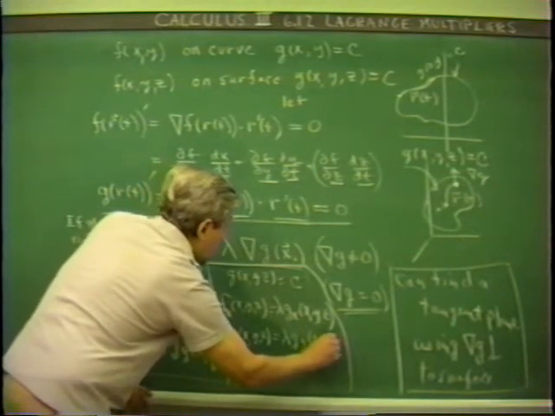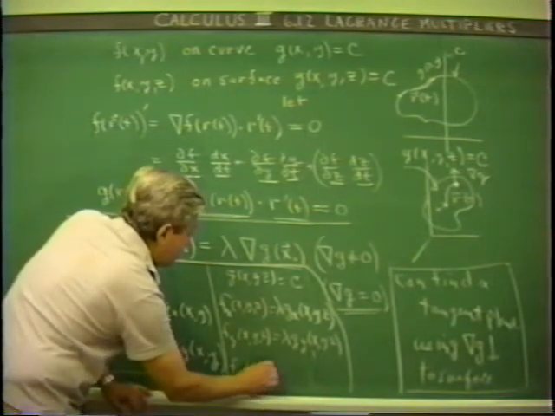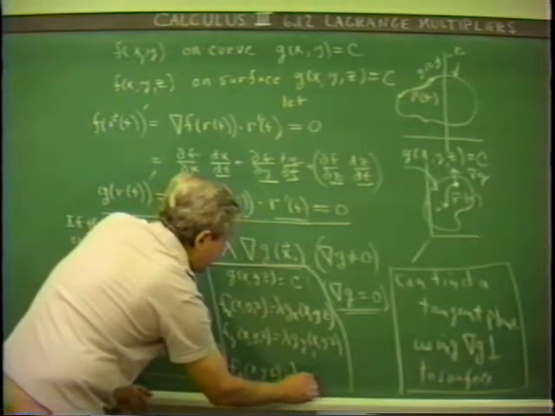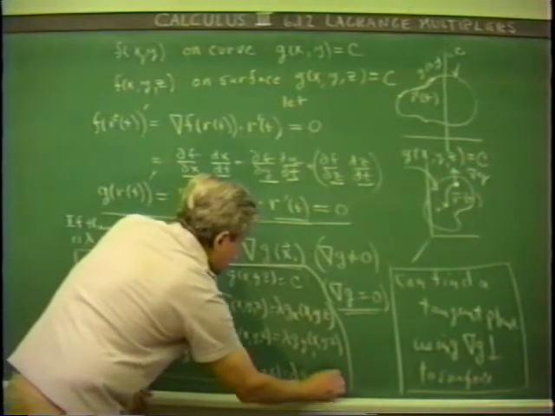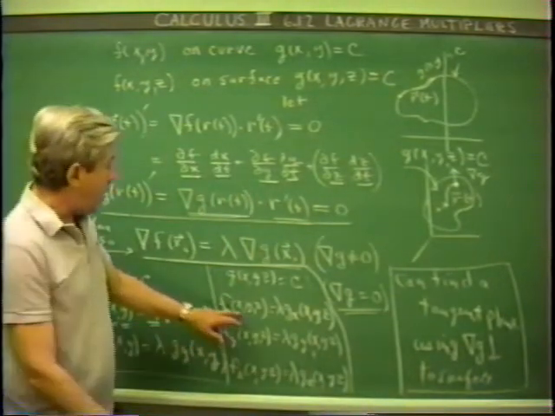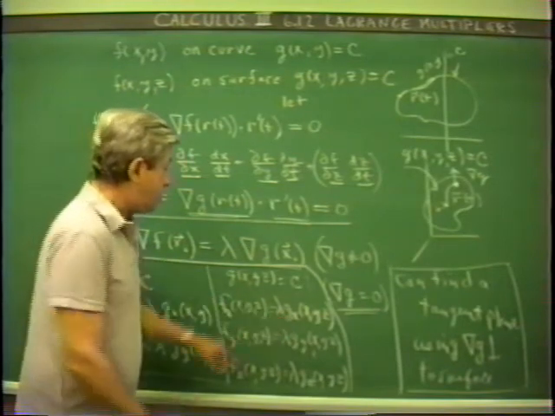Right? The partial with respect to y at x, y, and z is the same multiple of the partial of g with respect to y at x, y, and z. And the partial with respect to z at x, y, and z is the same multiple of the partial of g with respect to z at x, y, and z.